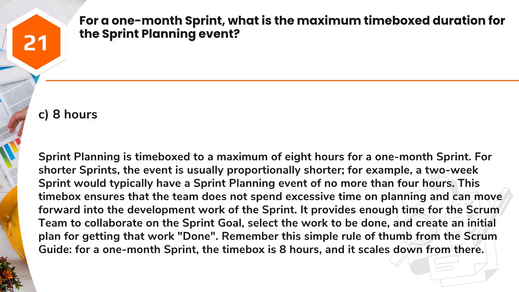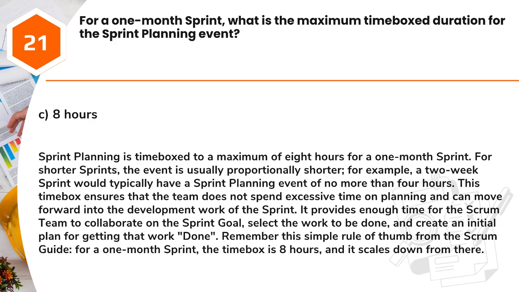For shorter sprints, the event is usually proportionally shorter. For example, a 2-week sprint would typically have a sprint planning event of no more than 4 hours. This time box ensures that the team does not spend excessive time on planning and can move forward into the development work of the sprint. It provides enough time for the Scrum team to collaborate on the sprint goal, select the work to be done, and create an initial plan for getting that work done.